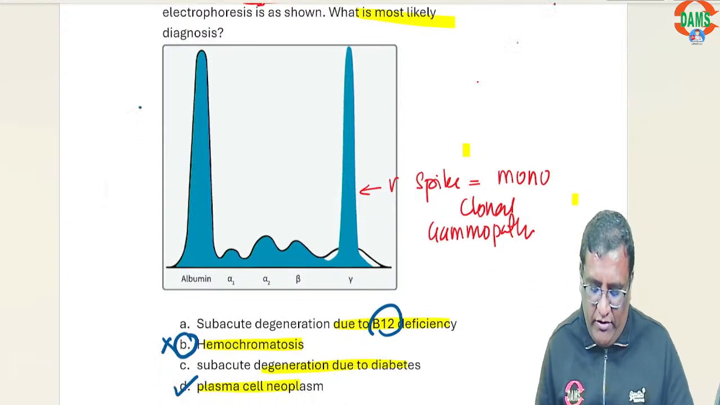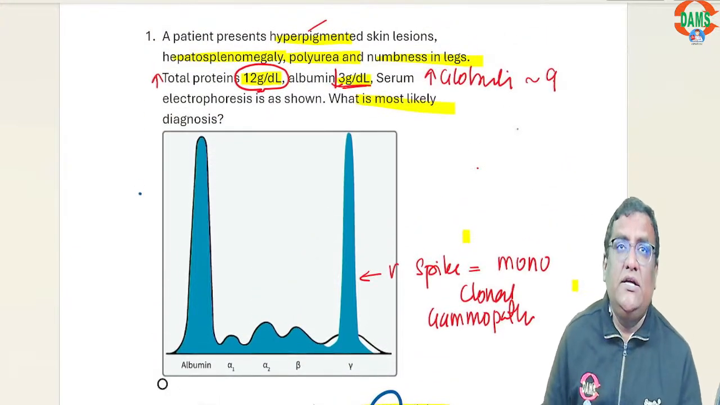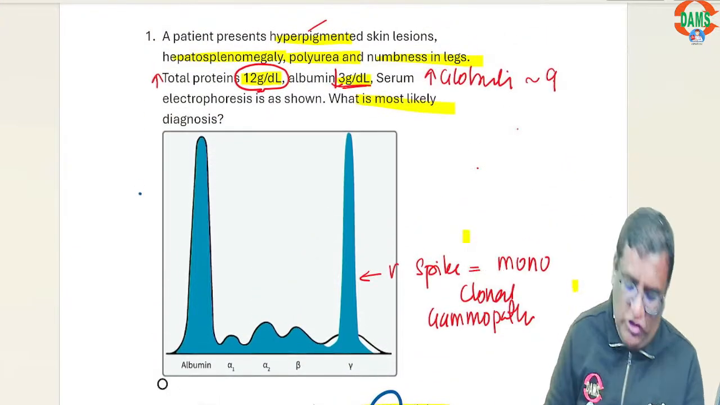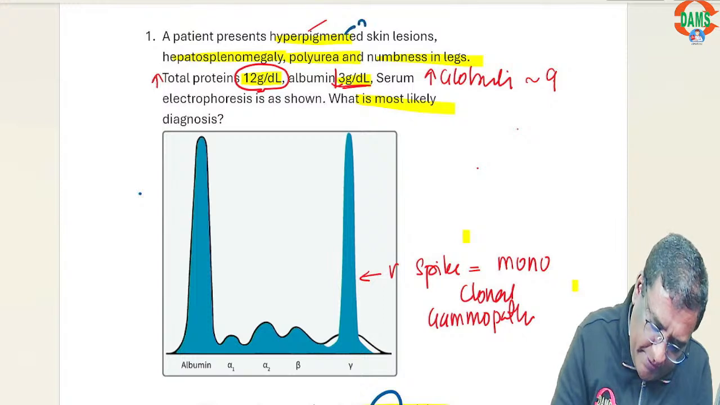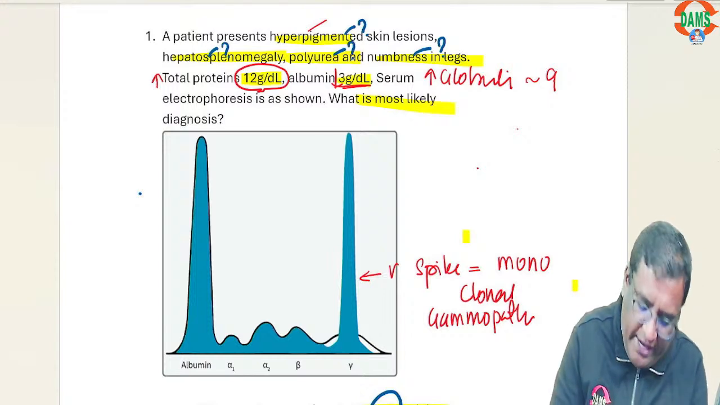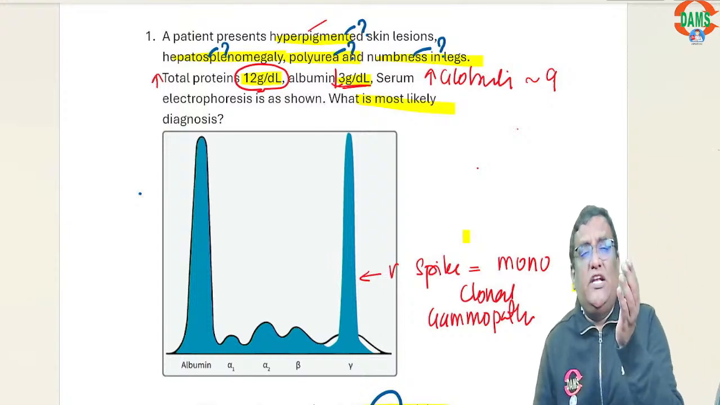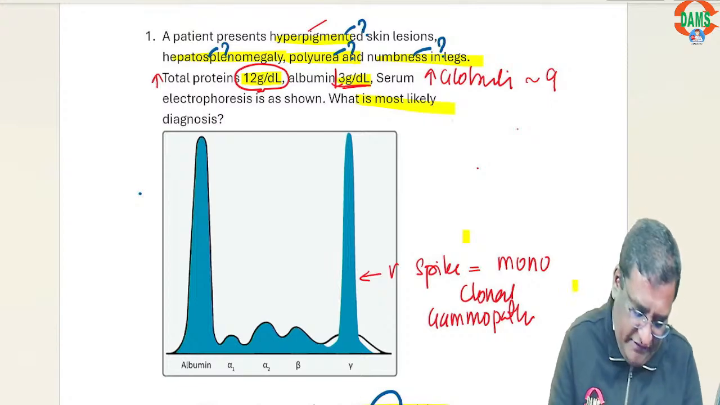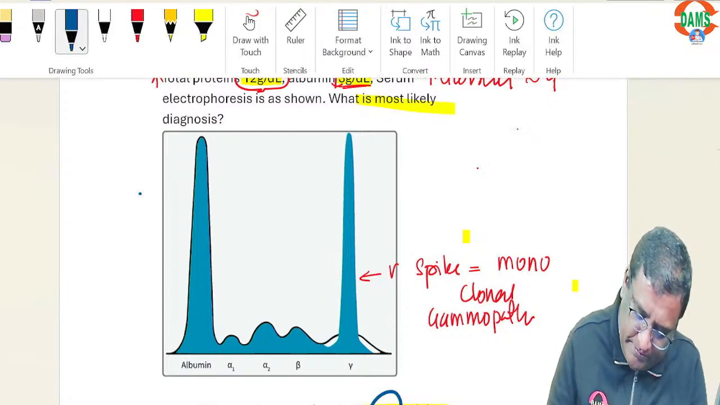Now I want to understand why, if you are suspecting a plasma cell neoplasm, there are hyperpigmented lesions, hepatosplenomegaly, numbness in the leg, and polyuria, because typical plasma cell neoplasms do not have these manifestations. So let me try to explain them.